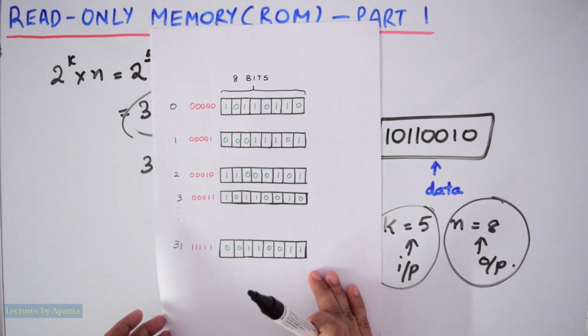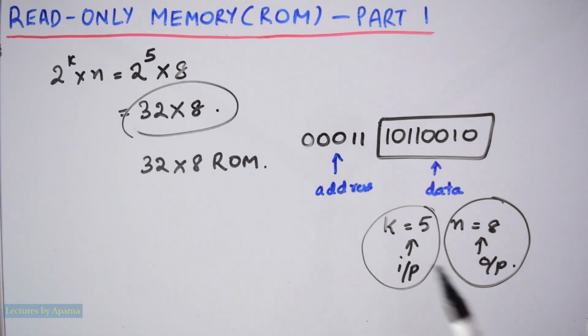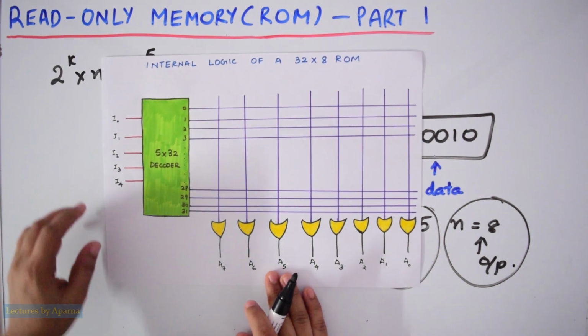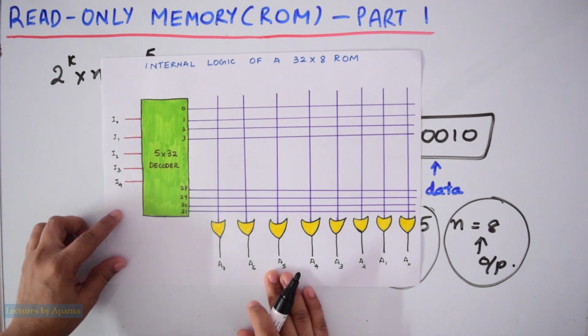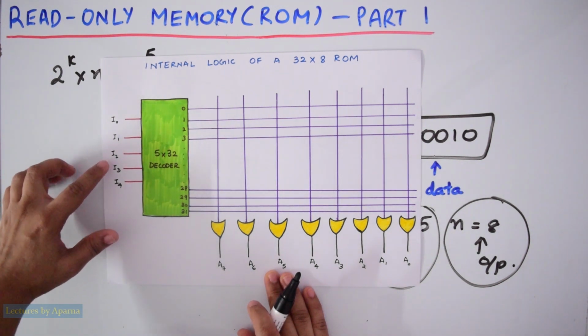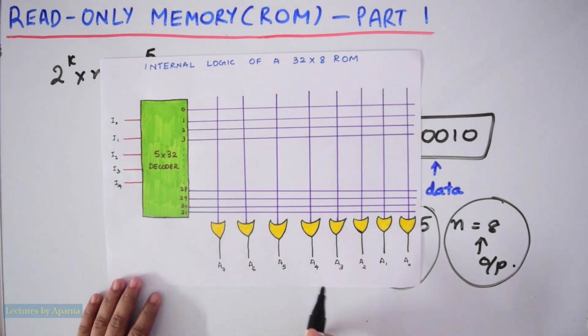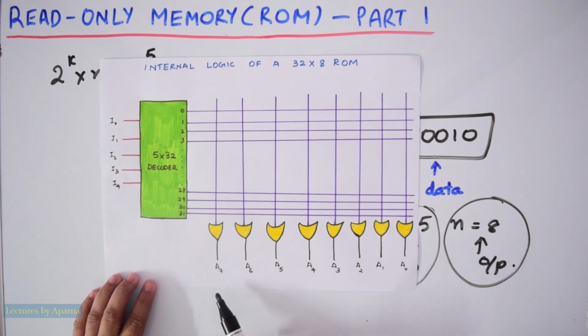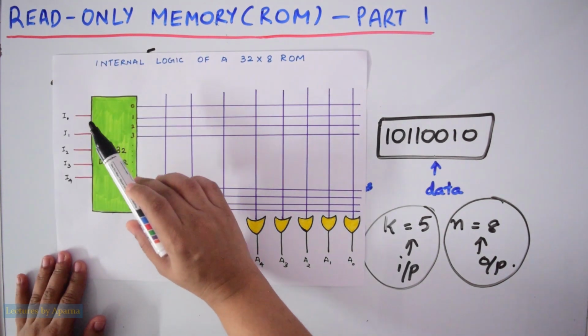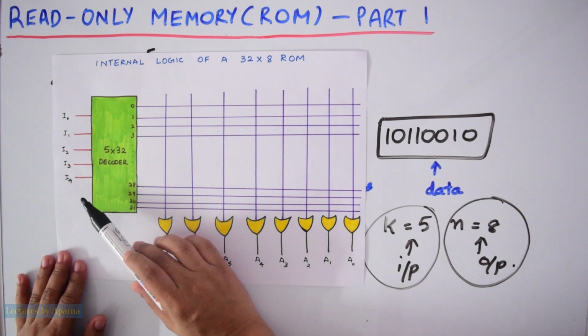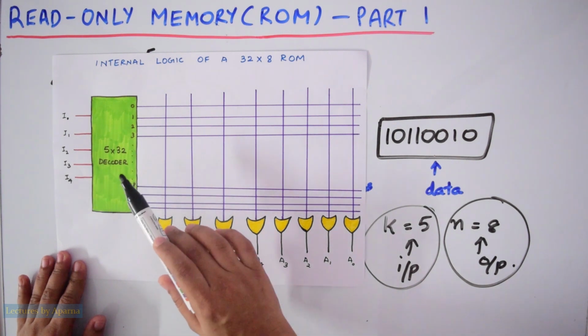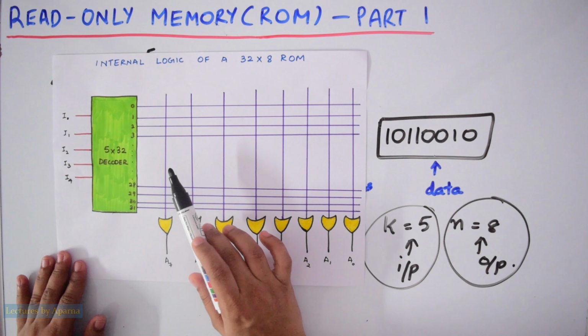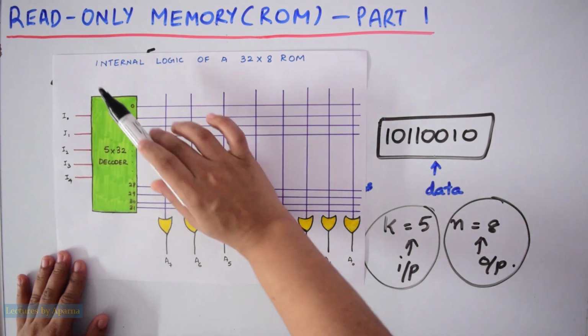The internal logic of a 32 by 8 ROM is as shown. There are 5 input address lines that are denoted by I0, I1, I2, I3 and I4. 8 output data lines are denoted by A0, A1, A2, A3, A4, A5, A6 and A7. The input lines I0, I1, I2, I3, I4 are given to a decoder, and at the output of the decoder there will be binary numbers that are made using these 5 input lines.